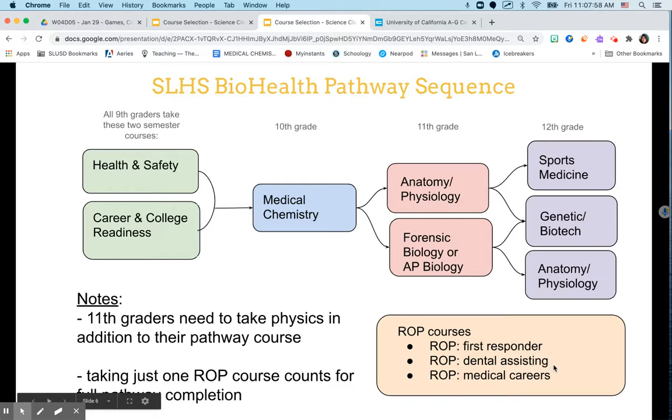The second option is dental assisting, right? So if you're interested in dental assisting and getting certificated the moment you graduate high school, right? This option might be for you. And then lastly, medical careers. Right? So this is a more general one related to all the medical terminology you will need to learn to know, as well as all the legal ramifications of being a healthcare worker, for example, HIPAA or patient privacy rights, and things like that. Right.